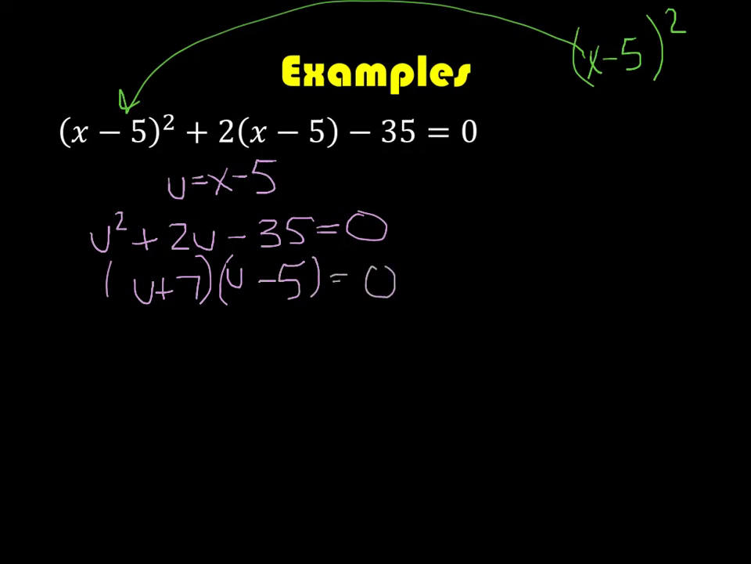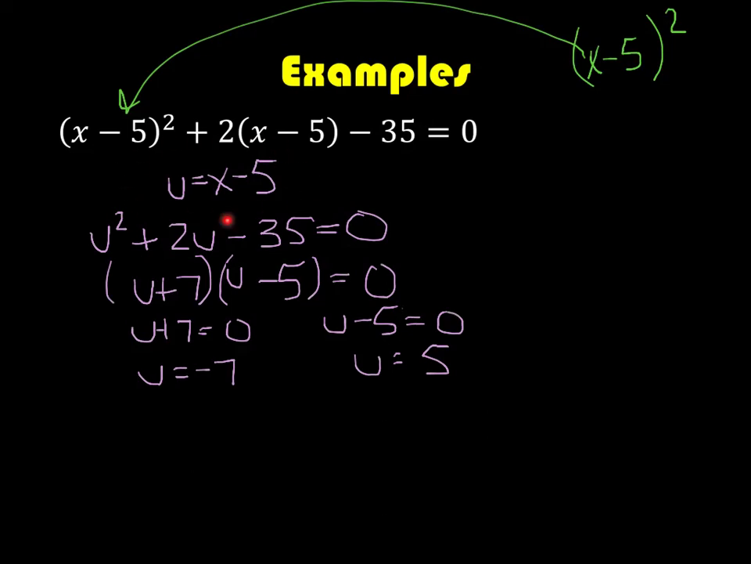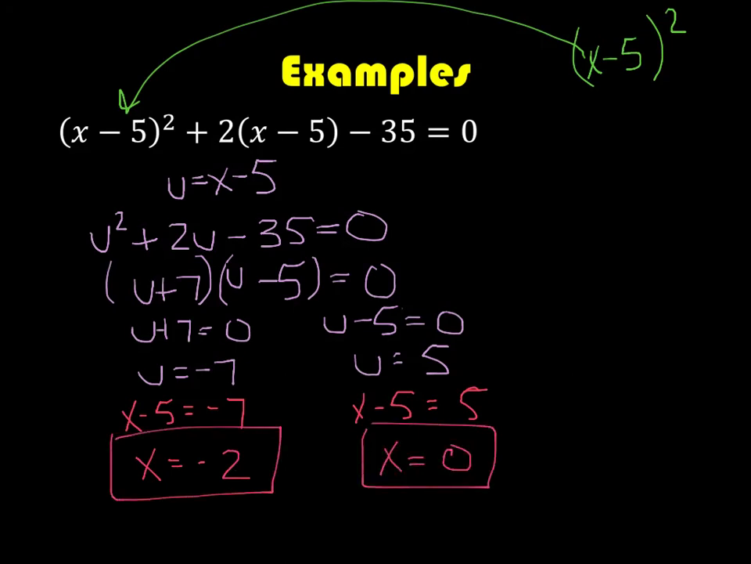So now if we set both of them equal to 0, we're going to get u equals negative 7 and u equals 5. Well, that's not our final answer. Remember, you have to look back up, what did u really equal? Well, u equaled x minus 5. So I'm going to take that and substitute that back in for both of them. So I add 5 to both sides, so I'll get x equals negative 2 and x equals 0. So those two are your final answers.